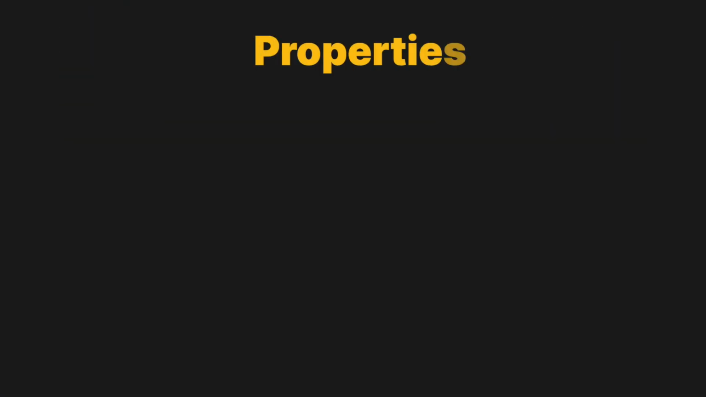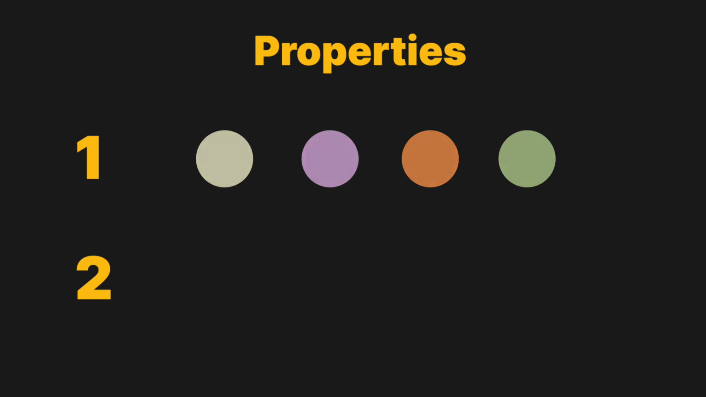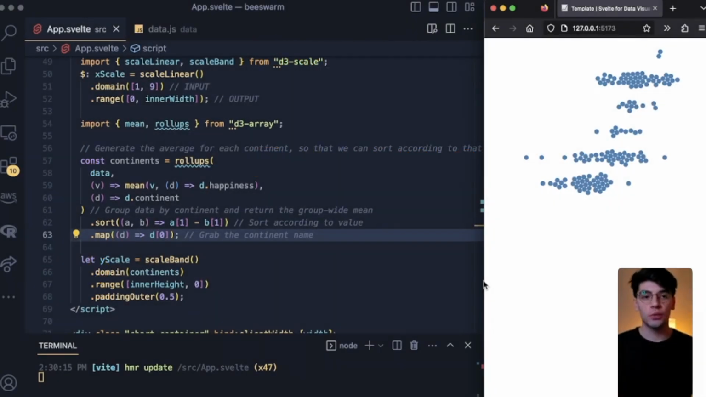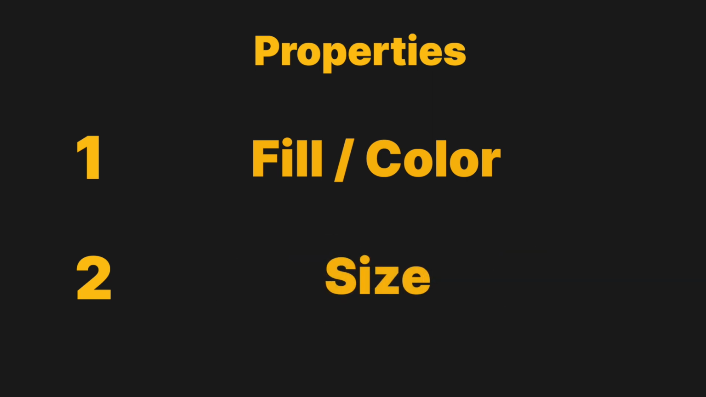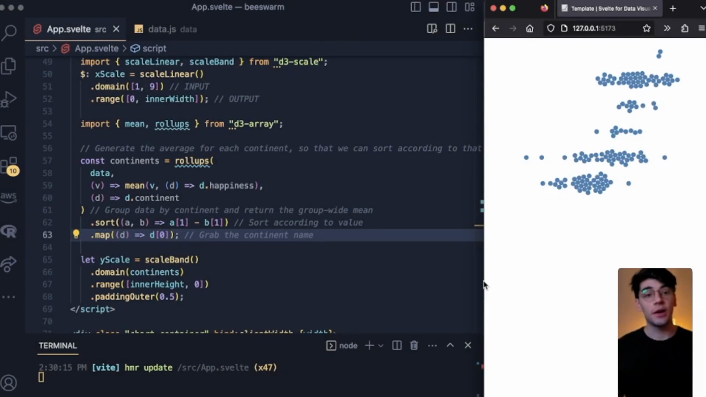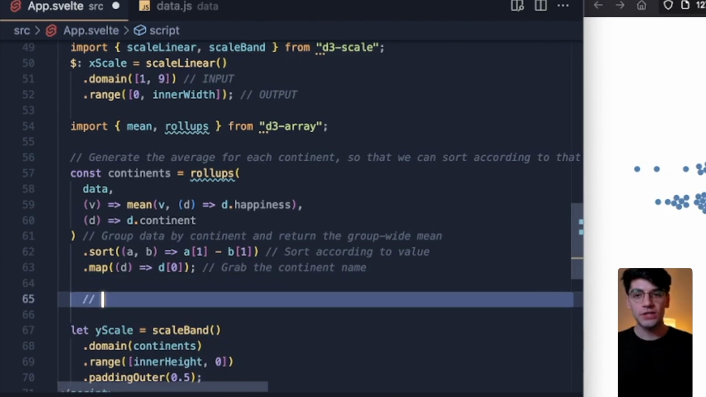Now we can target two properties to do this. The first is each circle's fill, or its color. Basically, we're going to fill each circle according to its continent, so that we have some clear grouping, as well as on the y-axis, also in each circle's fill. And the second will be each circle's size. We'll go ahead and add a radius to each circle that is dynamic and updates depending on that country's happiness score. So first, let's do the easier of the two, which is add a color to each circle.